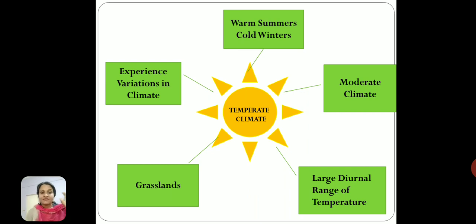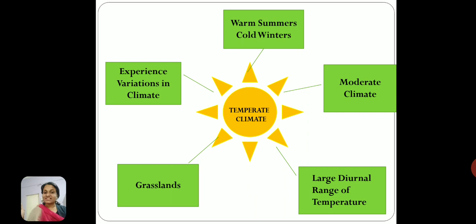Third point that you need to remember about the temperate climate is that they have a large diurnal range of temperature. What does that mean? We have already studied the diurnal temperature in equatorial rainforests as well as the desert climate. But I am going to repeat it again. What does diurnal range of temperature mean? Di means two. So the two ranges of temperatures, maximum and minimum: the highest temperature in a day and the lowest temperature of the day.